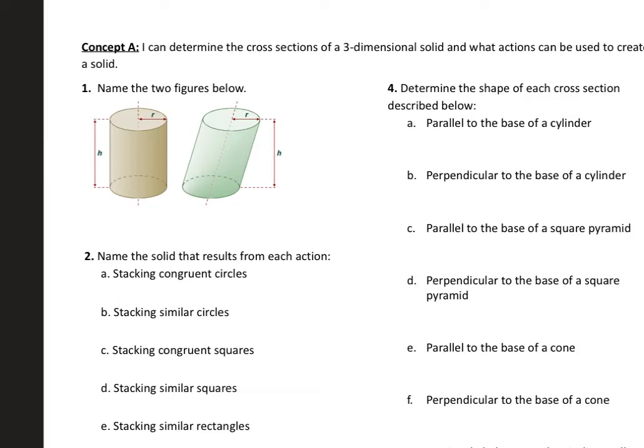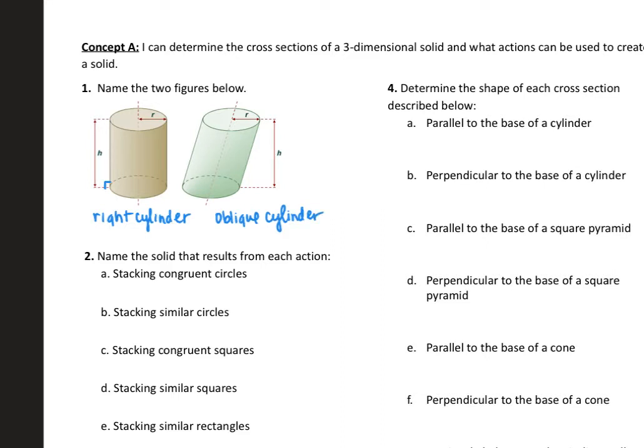So the word that we use to differentiate between the two is a right versus oblique. So on the left, this would be a right cylinder, because the height makes a right angle with the ground. The figure on the right, we would say it is an oblique cylinder because it's irregularly shaped. It's kind of slanted.